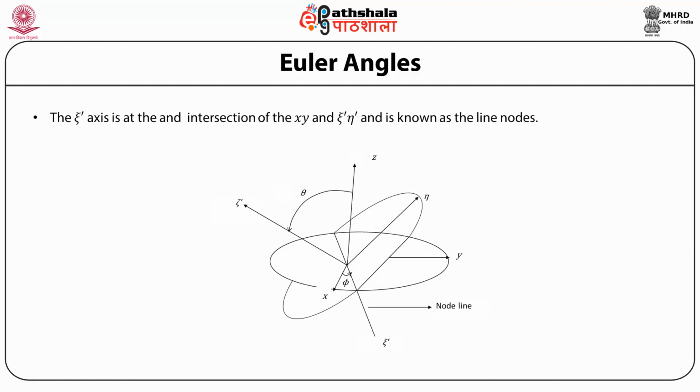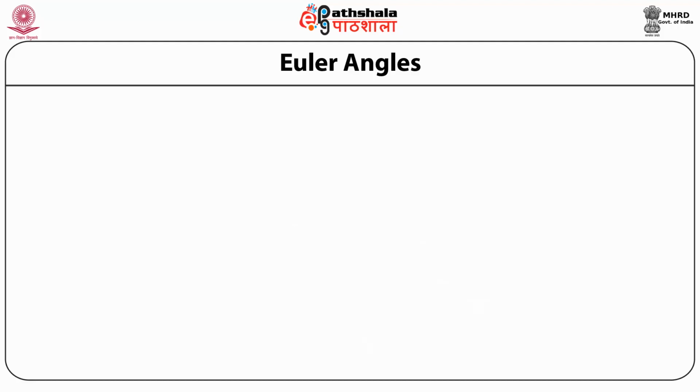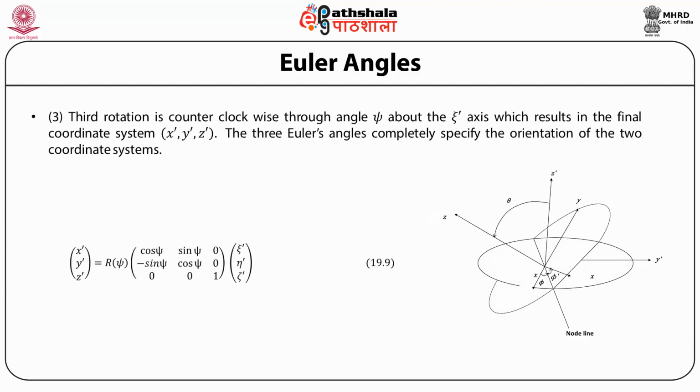The xi prime axis is at the intersection of the xy plane and the xi prime, eta prime plane and is known as the line of nodes, as shown in the figure. The first rotation is by phi, the second rotation is by an angle theta as shown in the diagram. The third rotation is now counterclockwise through an angle psi about the z prime axis, which results in the final coordinate system x prime, y prime, z prime.